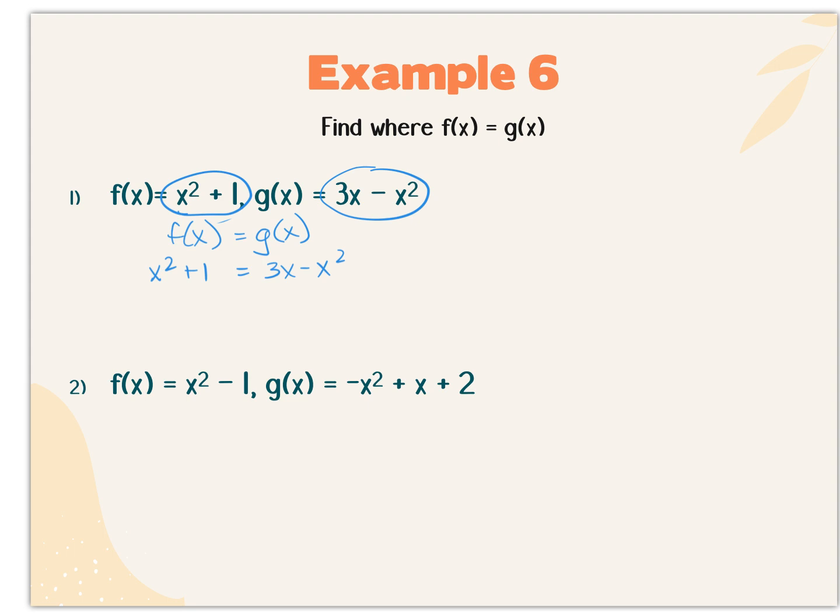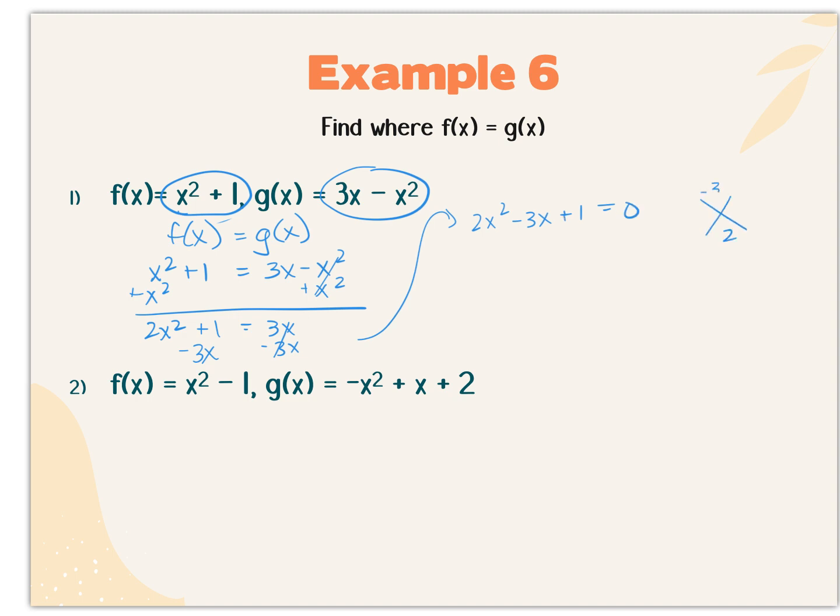So notice this is a quadratic. I'm going to add x squared to both sides. And I'm going to end up getting 2x squared plus 1 equals 3x. And then I'm going to subtract 3x from both sides. And I'm going to end up getting here 2x squared minus 3x plus 1 equals 0. And again, traditional factoring here, I have to have a product of 2, a sum of -3. So I know that's minus 2 minus 1. Since a is 2, I have to do the whole 2x squared minus 2x minus 1x plus 1 equals 0.